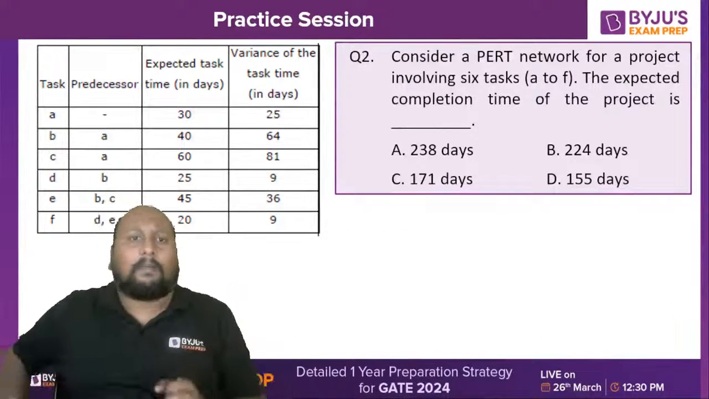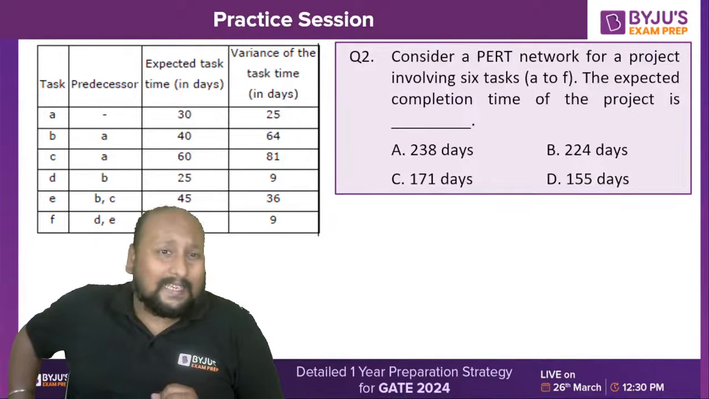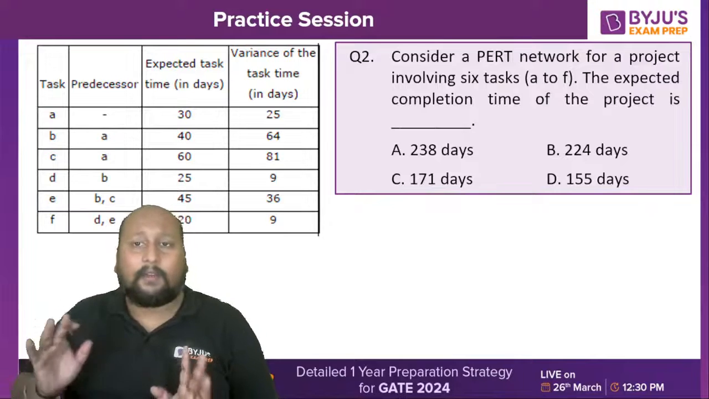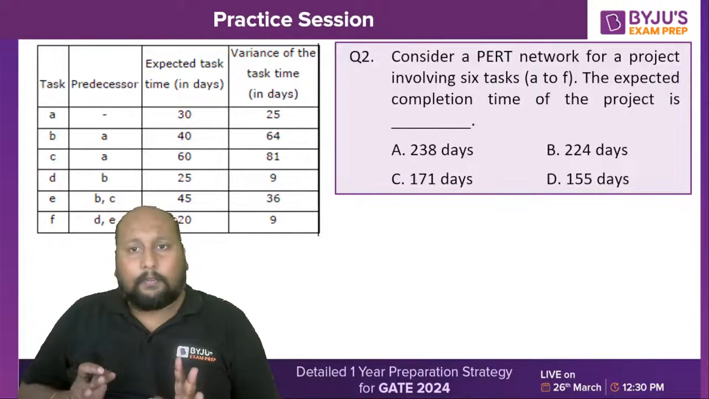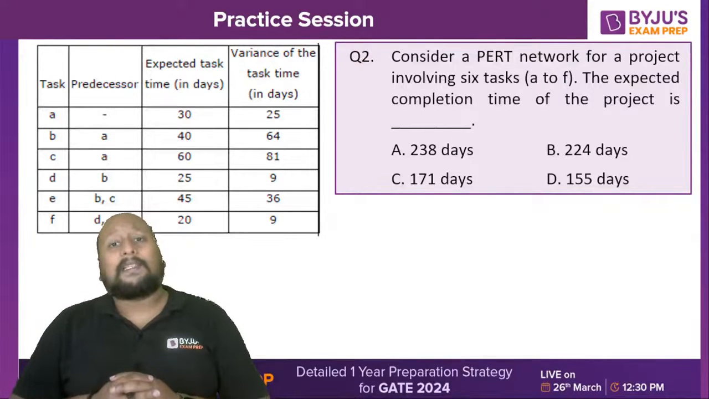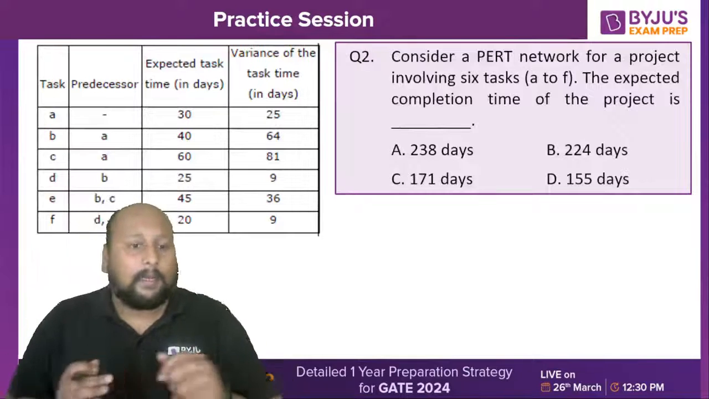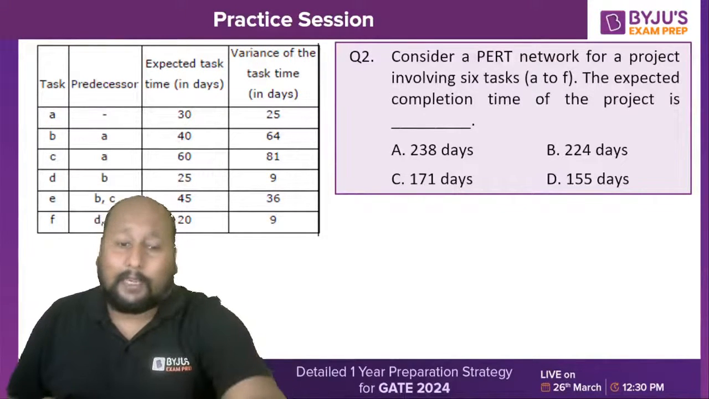Okay, the question is from PERT analysis. There are 6 activities being given, right? From A to F, 6 tasks are given. So they are asking you, what is the expected completion time of the project? What is the expected completion time of the project?